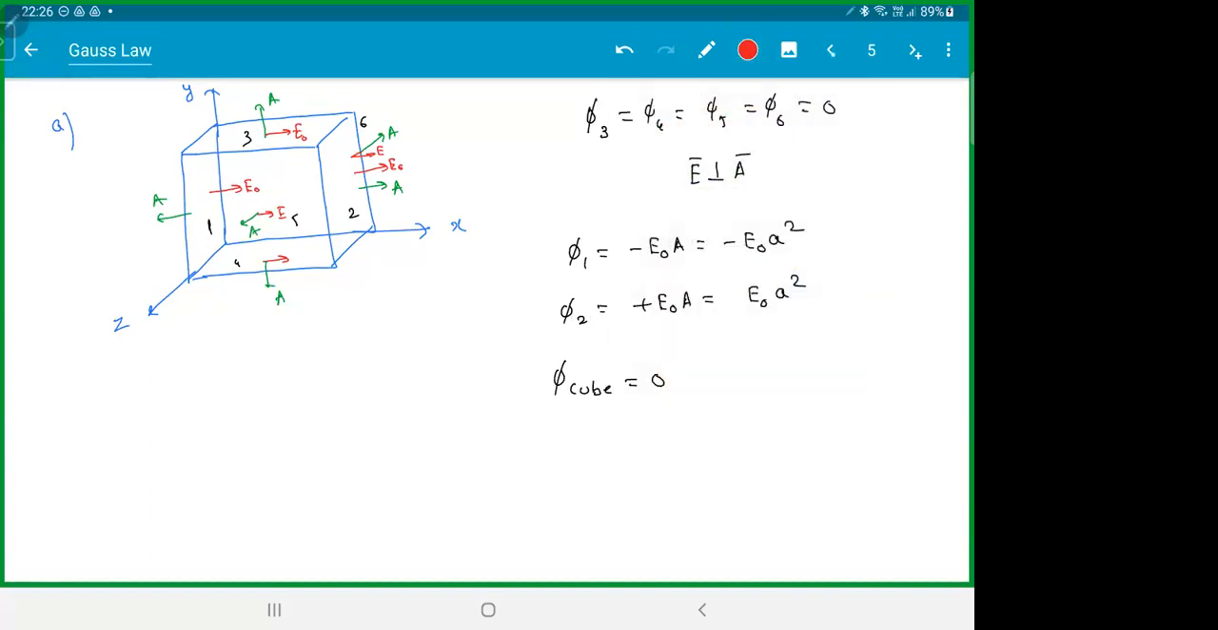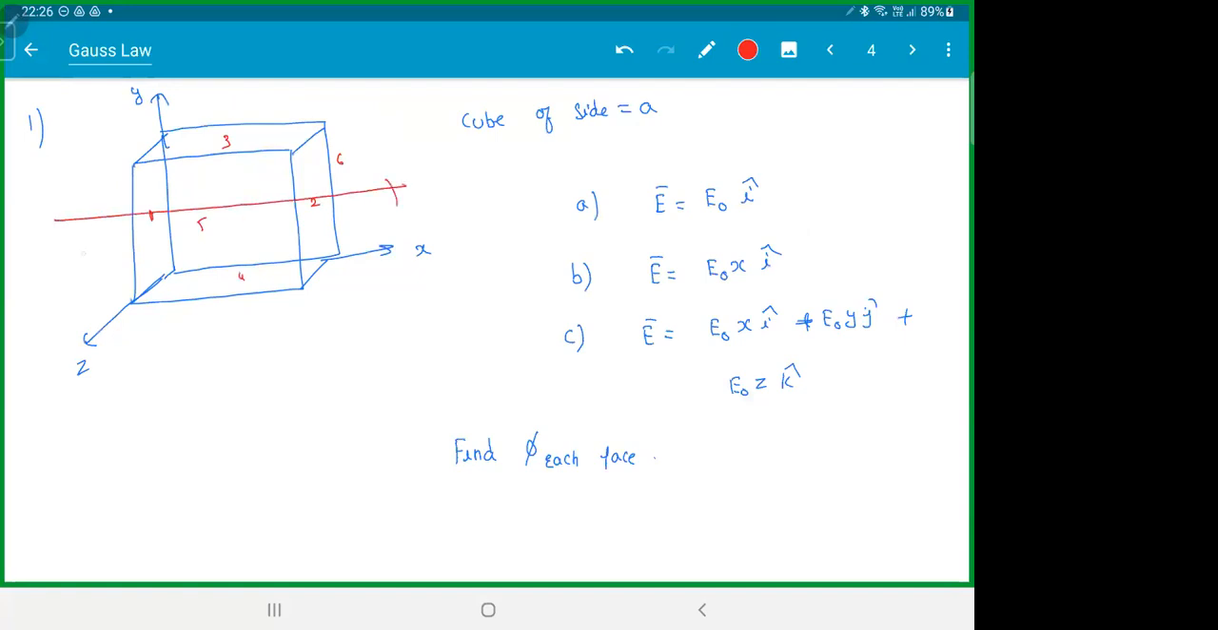So flux through the total cube will be 0, because if you think about it logically, what is happening here? The amount of lines entering is equal to amount of lines leaving, right? If the field is uniform, if 100 lines are entering, 100 lines are leaving, so what's the total flux? 0. Understood how to do this?